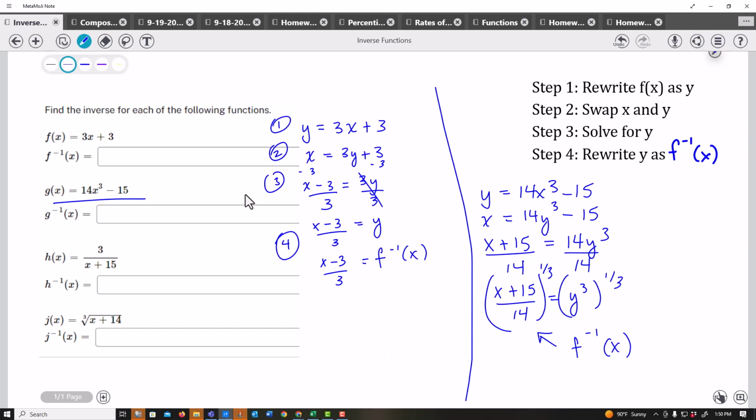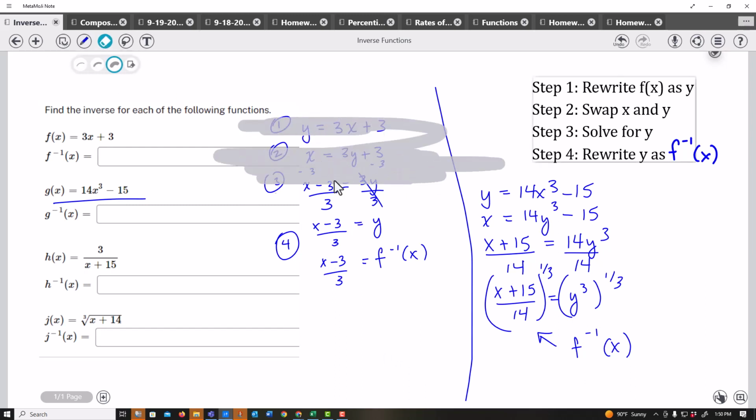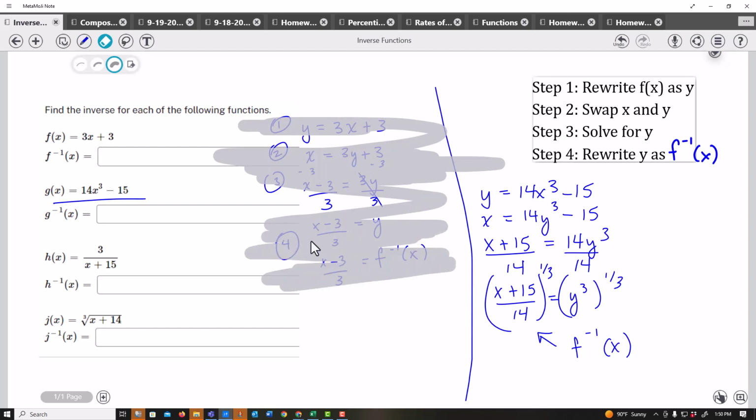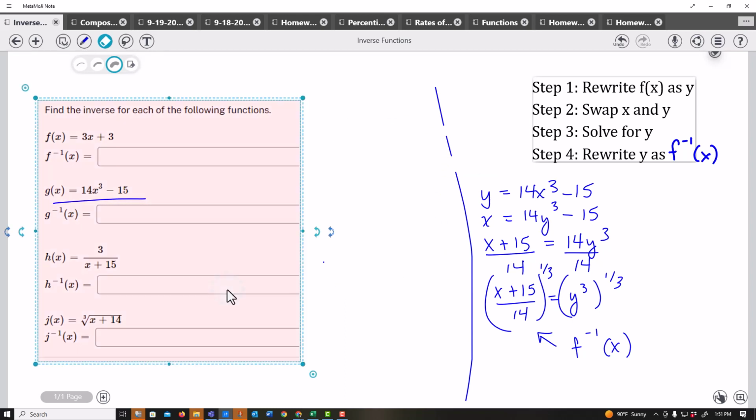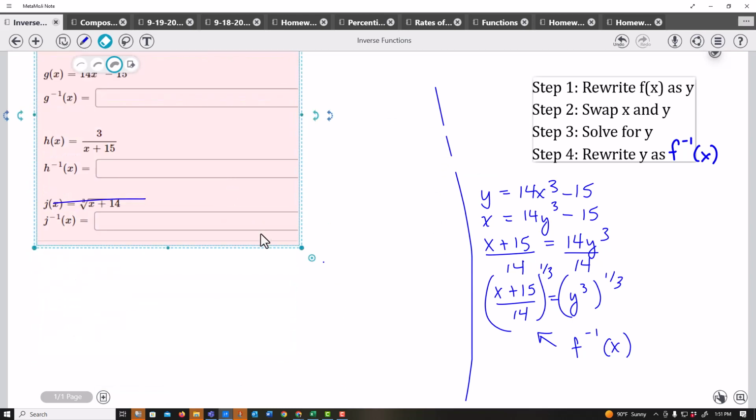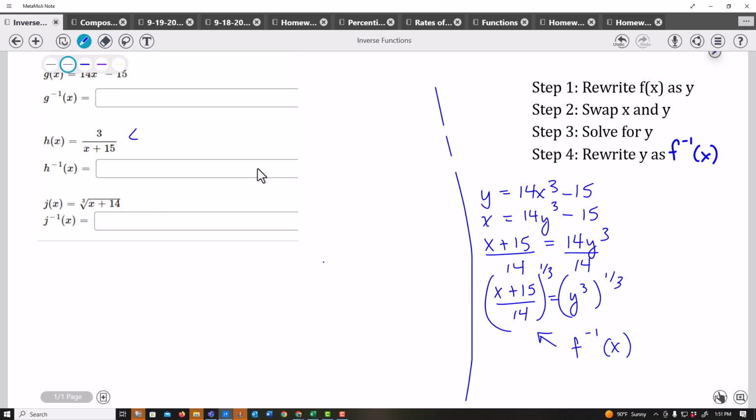Alright, I am going to erase this. So I have some room right here. I'll even move this up a little bit. Let me erase that.